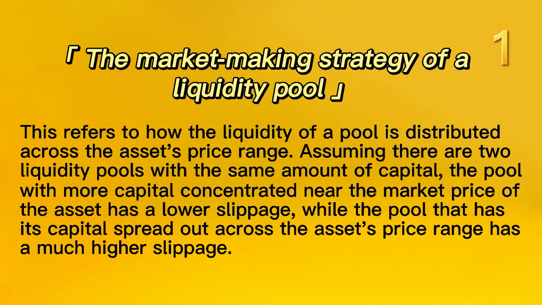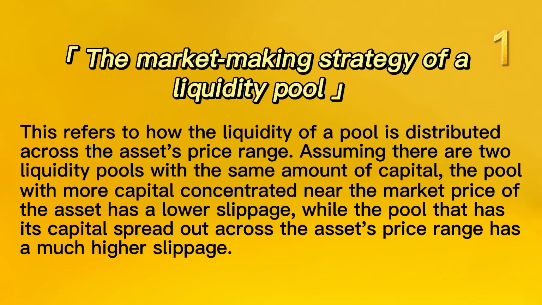The market-making strategy of a liquidity pool refers to how the liquidity of a pool is distributed across the asset's price range. Assuming there are two liquidity pools with the same amount of capital, the pool with more capital concentrated near the market price of the asset has a lower slippage, while the pool that has its capital spread out across the asset's price range has a much higher slippage. Think about the steepness of the depth curve we mentioned previously.